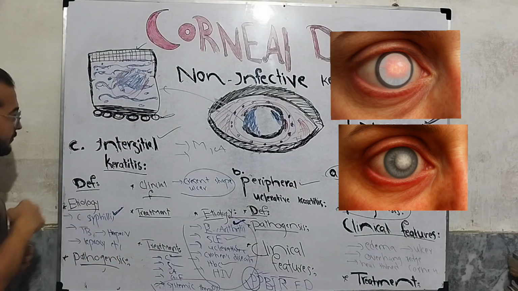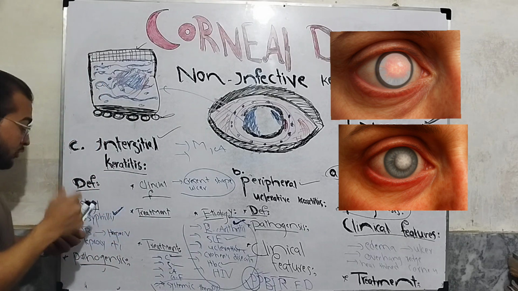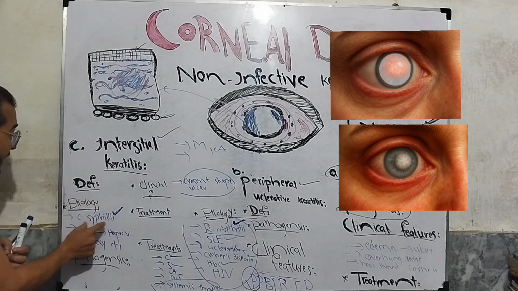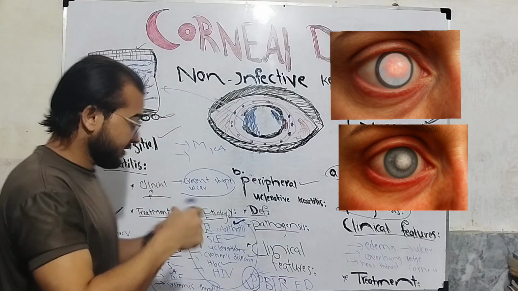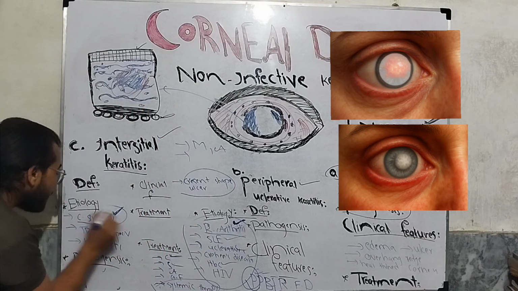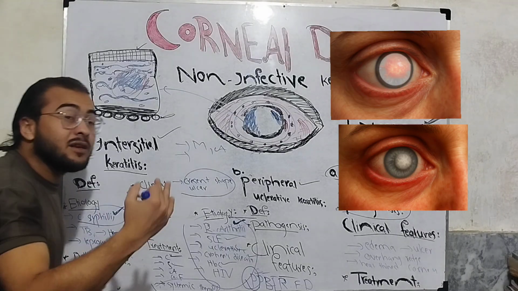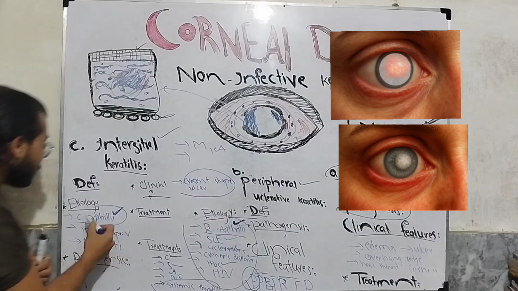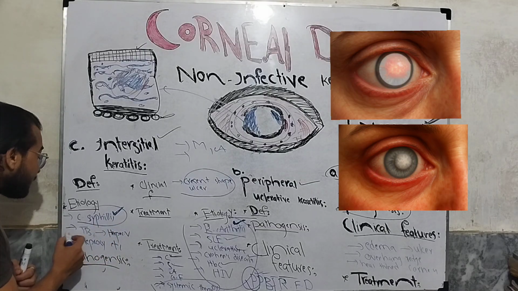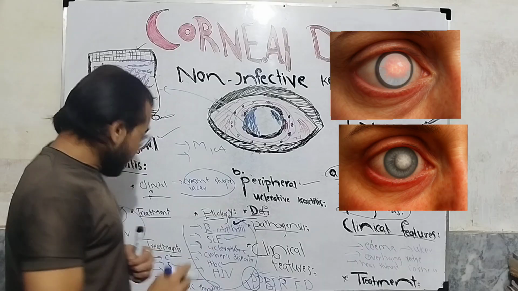Etiology: as it is also an autoimmune condition, there are multiple causes. For example, congenital syphilis is the most common cause for interstitial keratitis. TB can also induce this condition, as can herpes viruses and leprosy. So syphilis, TB, leprosy and herpes viruses can induce interstitial keratitis.